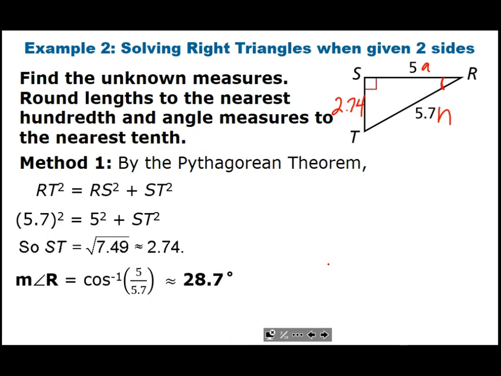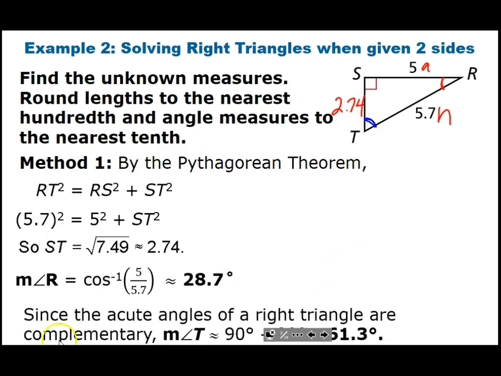Now if we want to find the third angle, this angle down here, then we just have to subtract that 28.7 from 90. 90 minus 28.7 is 61.3 degrees.